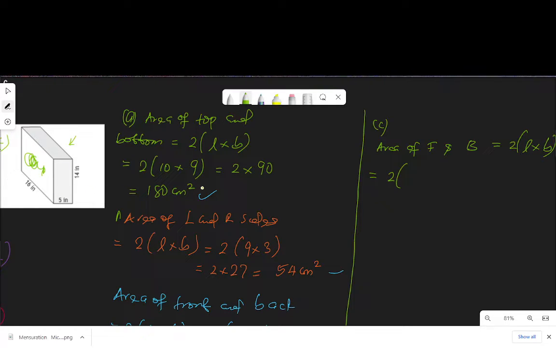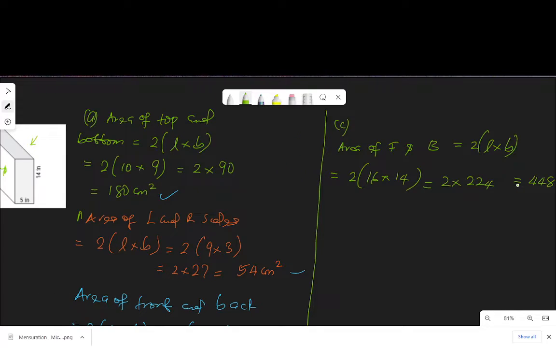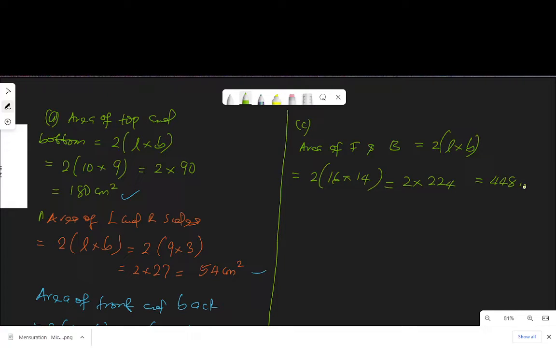The length here is 16 inches, and the breadth, this is the length, this is the breadth of it. Length here, breadth here, that is 14 inches. 16 times 14 is 224, multiplied by 2. 2 times 224 will be 448. And what is the unit? Unit is inches. So 448 inches squared is the area of front and back.